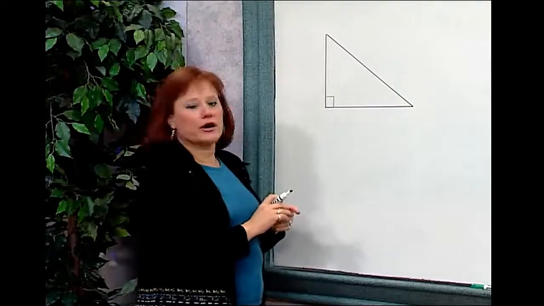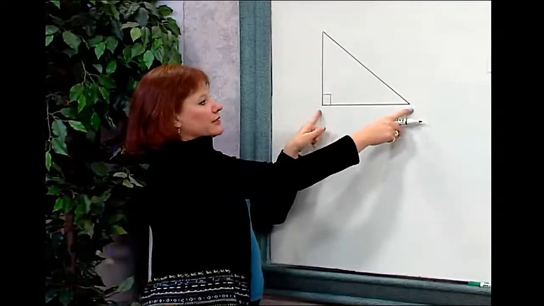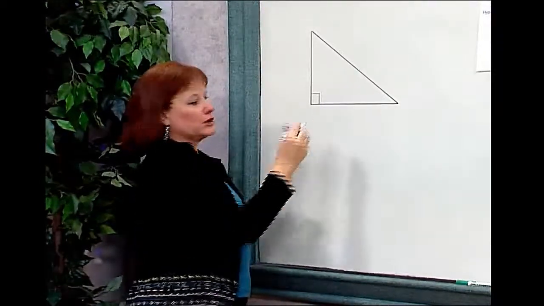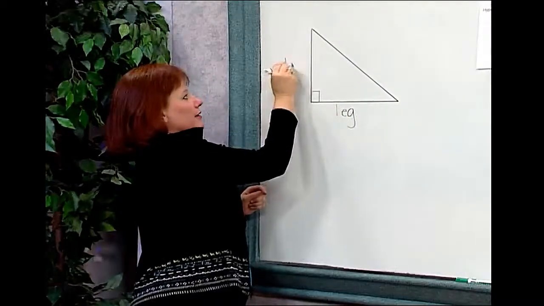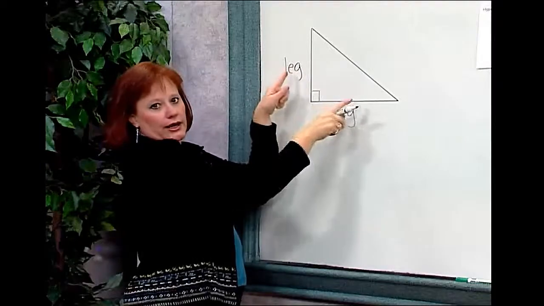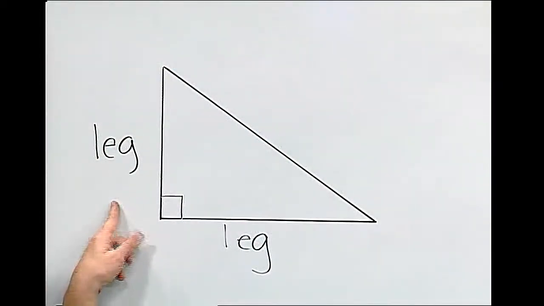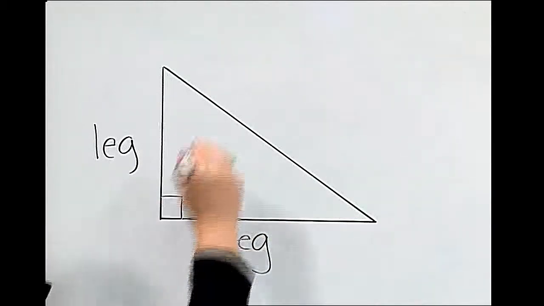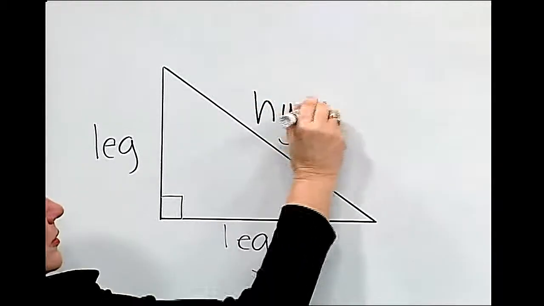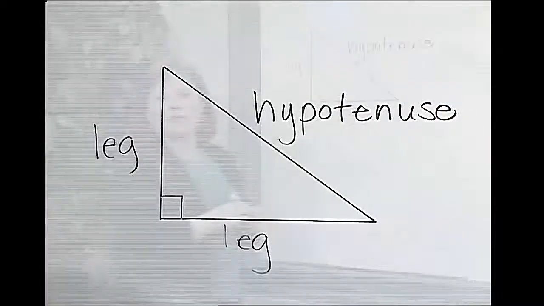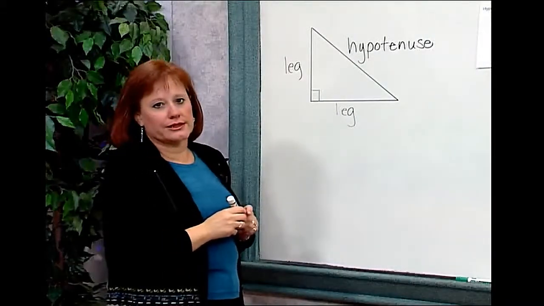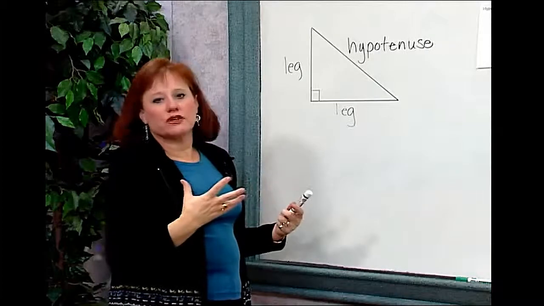He identified the parts by labeling them. The sides that connected the right angle he called legs. So this side is a leg, and this side is a leg. Because they connect the right angle, both of these are legs. The side across from the right angle, the side that doesn't touch the right angle, he called the hypotenuse. He quickly found that the hypotenuse was always the longest side of the triangle. But that wasn't sufficient for Pythagoras.